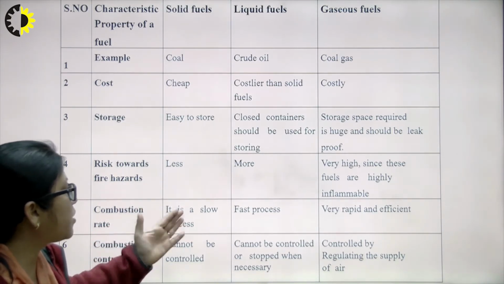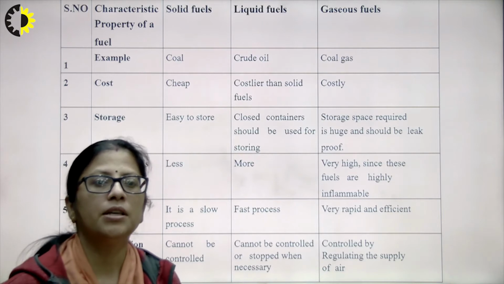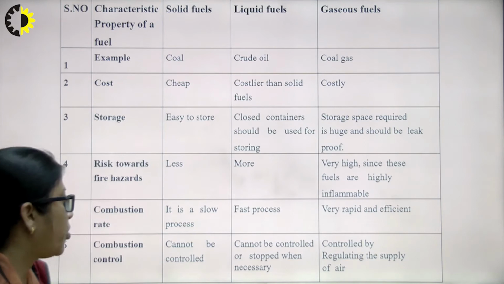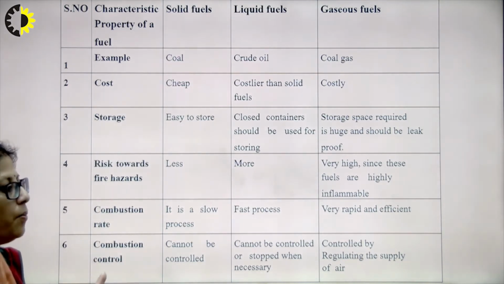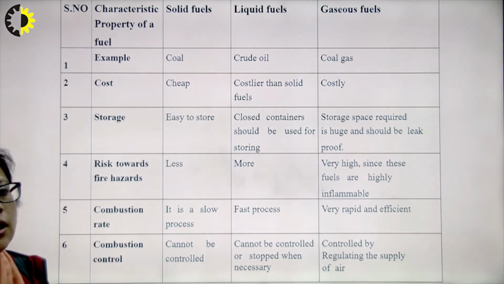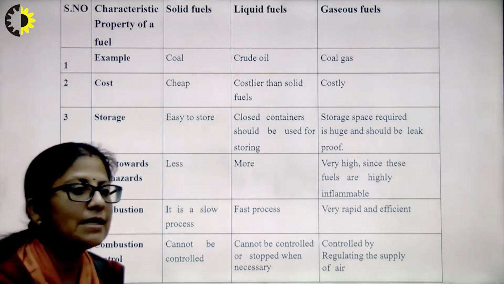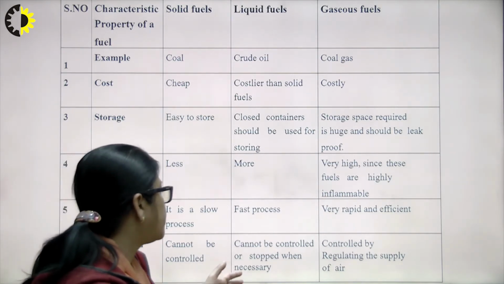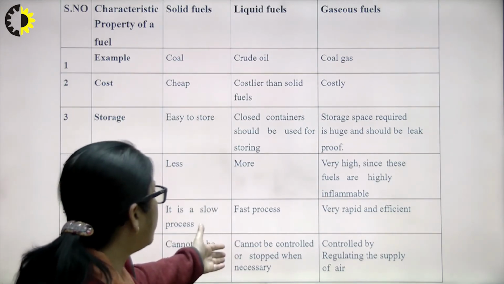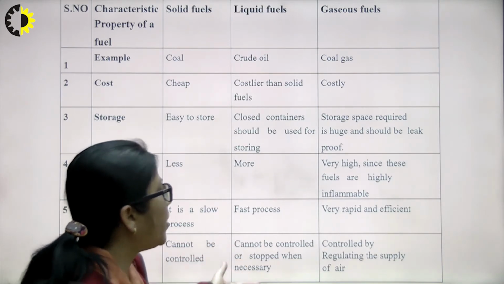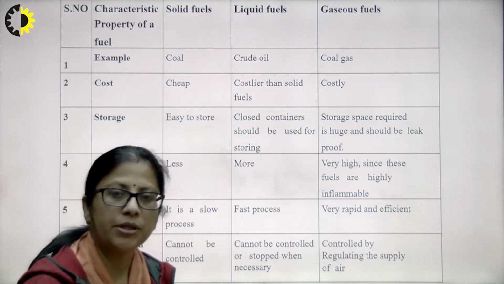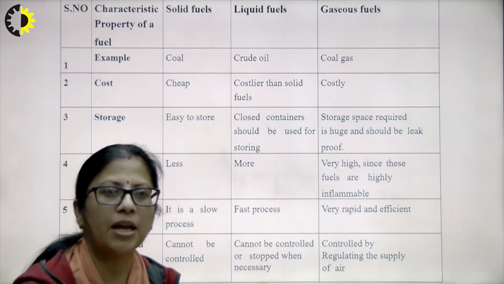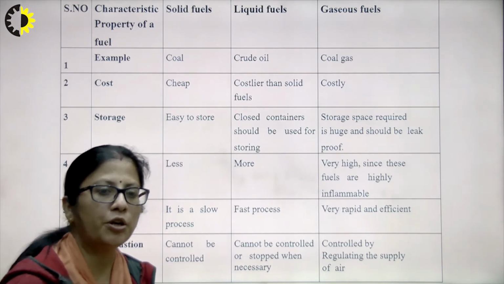In terms of rate of combustion, combustion of solid fuels is a slow process, whereas liquid is fast, and gaseous is again a very rapid and fast process. Combustion control: once I start burning coal or wood, this process cannot be controlled unless and until the entire wood or coal gets burned down. Liquid fuels can be controlled or stopped when necessary, and gaseous fuels can be controlled by regulating the supply. So, liquid and gaseous fuels can be controlled.